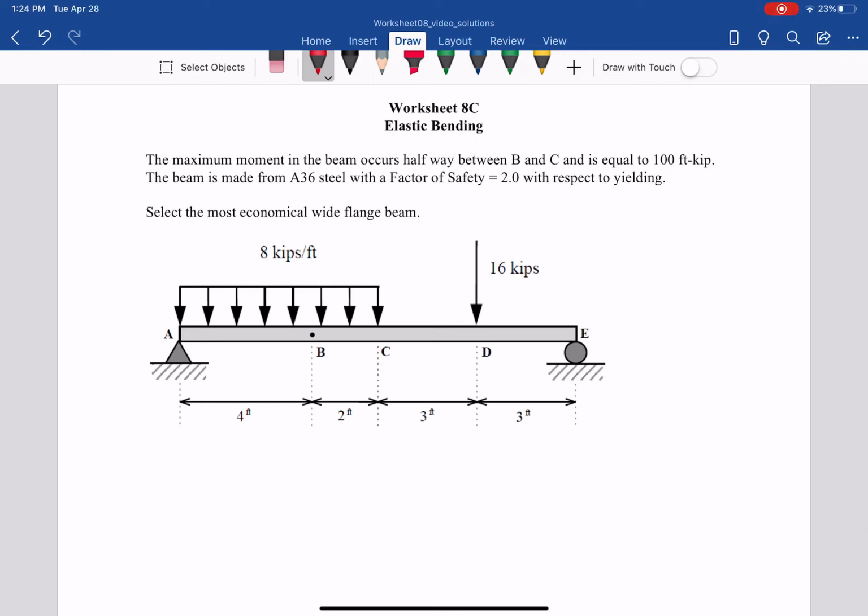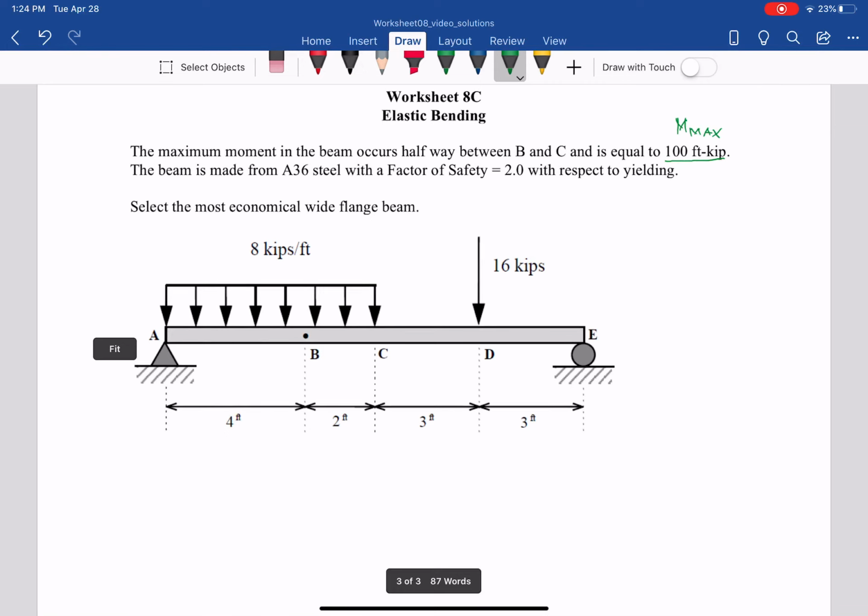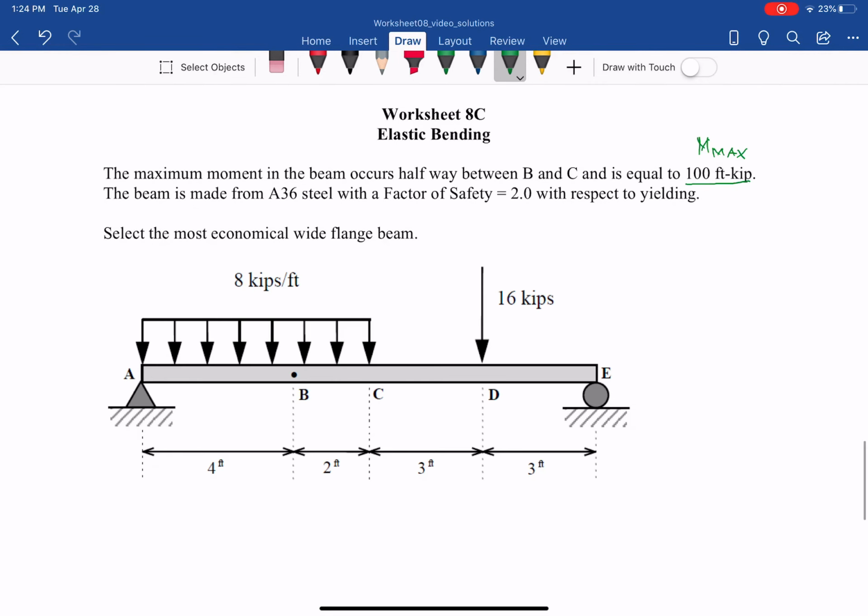Worksheet 8C, and the question asks for the maximum moment in the beam. Throughout the beam, the maximum moment occurs halfway between B and C, and it equals 100 foot-kips. So that is the M max, the moment max, throughout the beam. When you design for the maximum load, in this case the maximum bending moment, it will be safe for all other locations throughout the beam.